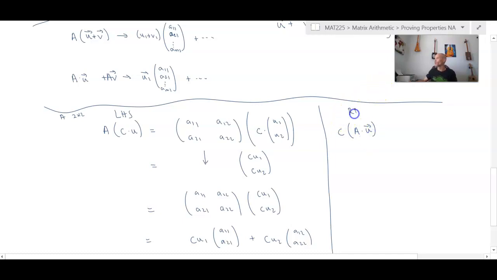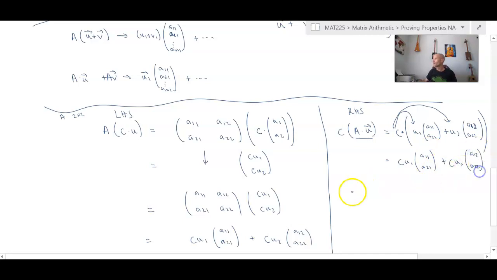So let me see what the right-hand side would look like. The right-hand side tells me to multiply Au first, which suggests another way we could do it. So c times Au, and what Au looks like is u1 times a11, a21, plus u2 times a12, a22. And now we have a scalar distributing, right? We know that scalars can distribute. So this is the same thing as cu1 times a11, a21, plus cu2 times a12, a22. And look at that. Those are the same.